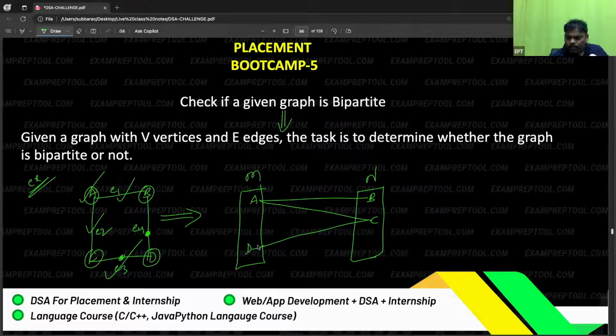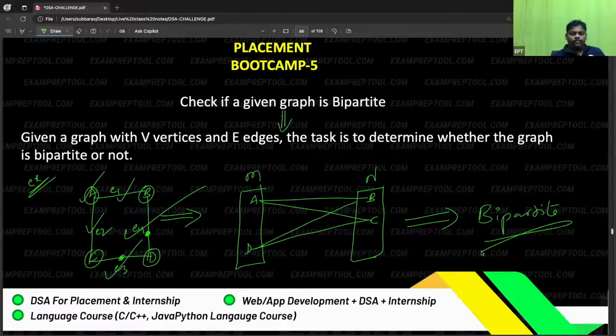If you want, you can verify. If two people are adjacent, one person is in the M group, another person is in the N group. At the end, if you observe, all vertices are covered, all edges are also covered. There is no ambiguity. So the given graph is a bipartite graph, meaning without any ambiguity you are able to decide it is bipartite.